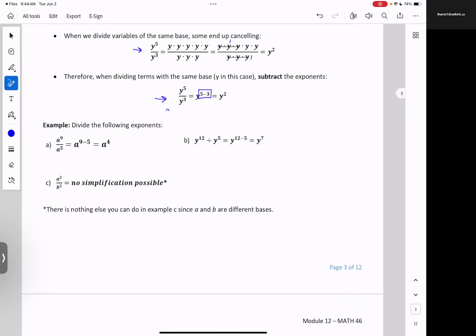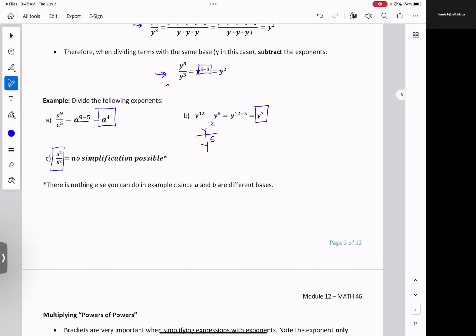So a few examples of those. So we've got a to the 9 over a to the 5. You would subtract those two exponents to end up with a to the 4. Next, we have the same thing just written in a different form. So y to the 12 divided by y to the 5. Remember, you can write that like this if you want. And that means we subtract those exponents and end up with an answer of y to the 7. And last example there, we've got a squared over b squared. There's no further simplification possible because those are different bases.